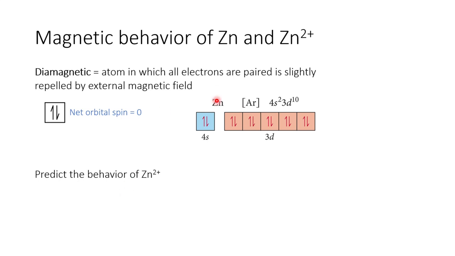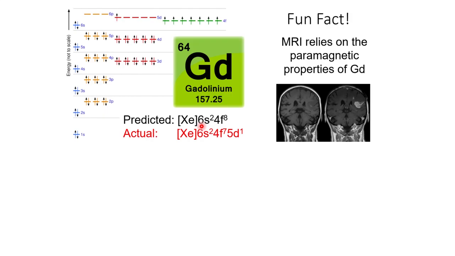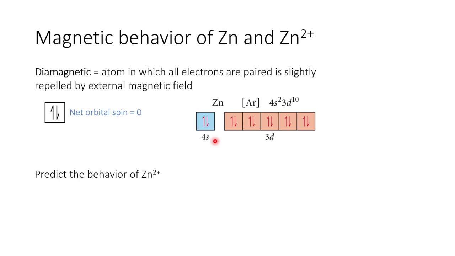But if zinc were to lose the 4s electrons first, then it would lose a pair, and it would not be attracted to a magnetic field. Oops. Turns out that zinc 2+ is not attracted to a magnetic field, so it's actually losing the 4s. So that is the experimental evidence that the 4s subshell loses its electrons before the 3d one.